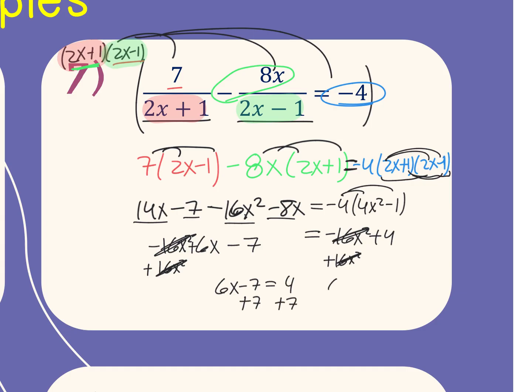Add 7 everywhere, so I get 6x equals 13. Divide by 6 on both sides, and so I get x equals 13 over 6. All right. And then when you plug it into either of these denominators, we don't get any extraneous solutions. We don't get 0. So this is a valid solution, right? So all these up until now have been fine.